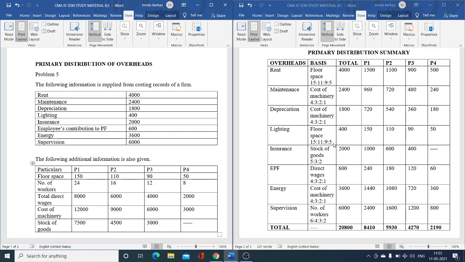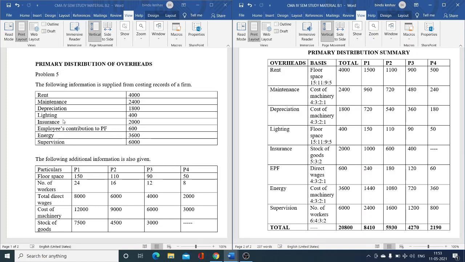15:11:9:5 is the ratio. The total is 40. So the amount of 400 will be distributed like this: 400 into 15 divided by 40, 150. 400 into 11 divided by 40, 110. 400 into 9 divided by 40, 90. 400 into 5 divided by 40, that is rupees 50.